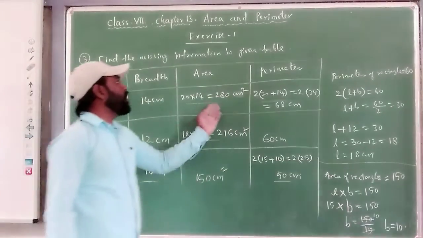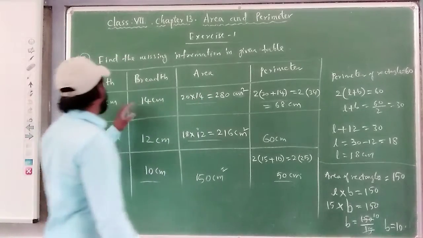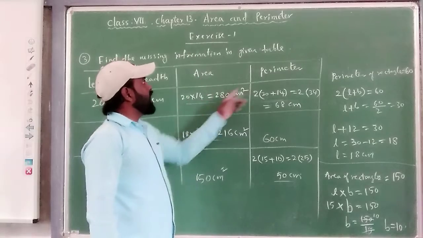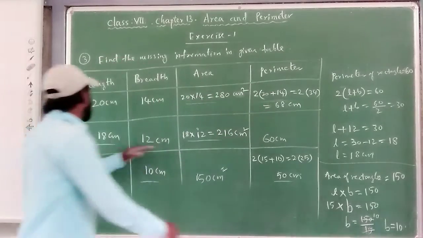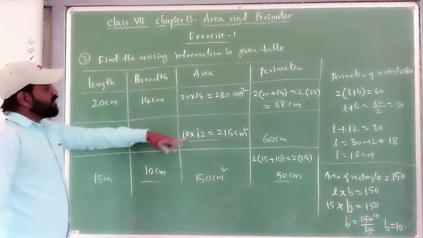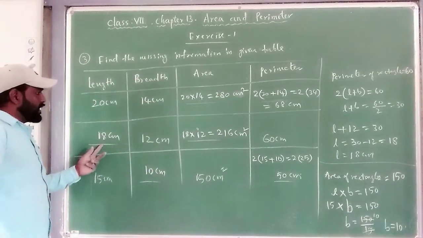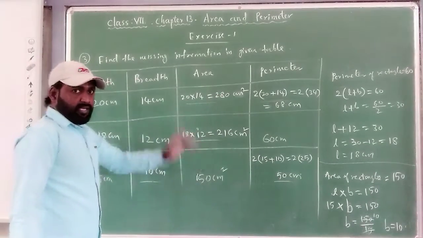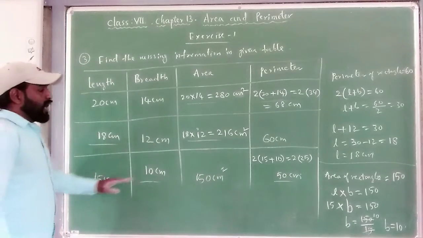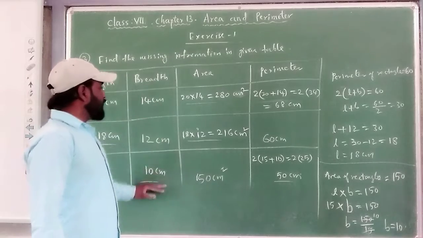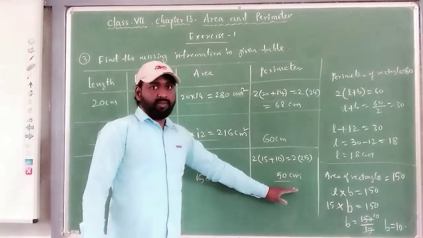In the first row, length and breadth are given in the table. We have to find the missing information, area and perimeter. In the second row, what is given? Only perimeter and breadth are given. We find out the length and the area. In the third row, length is given and area is given. We have found the breadth and the perimeter of the rectangle.